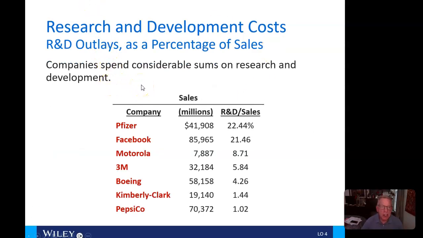Companies spend considerable money on R&D. Here's Pfizer, Facebook, Motorola, 3M, Boeing, Kimberly-Clark, PepsiCo. These are big numbers and important to move those companies forward in the latest technologies. Pfizer, you may recall, had some of the vaccines for COVID-19.